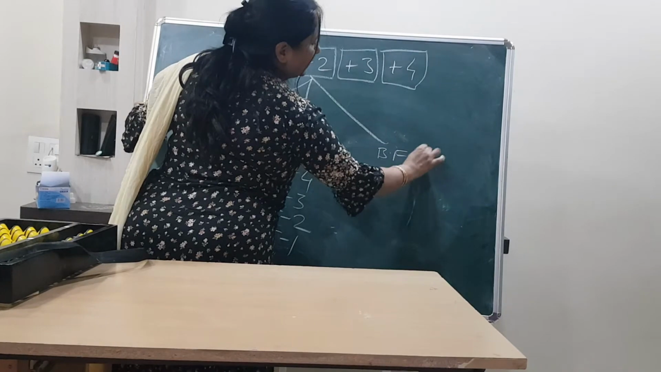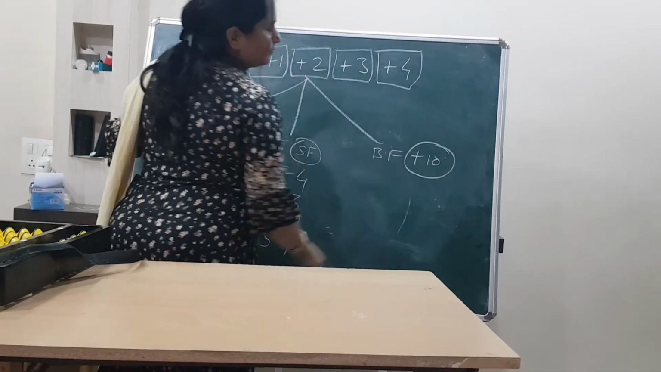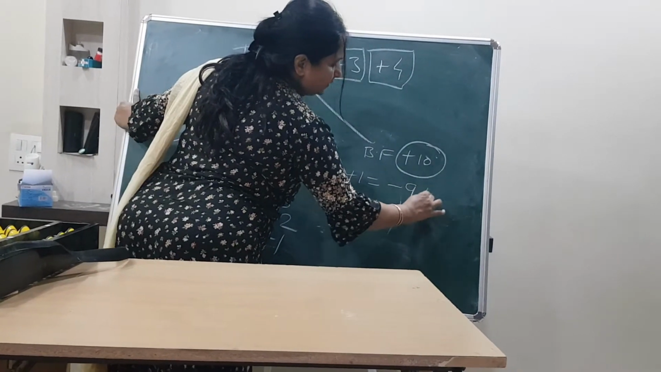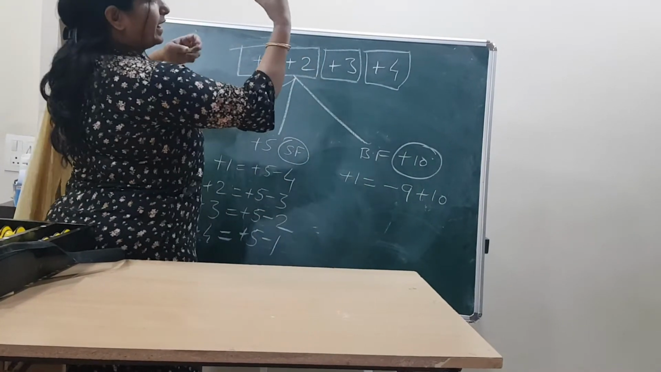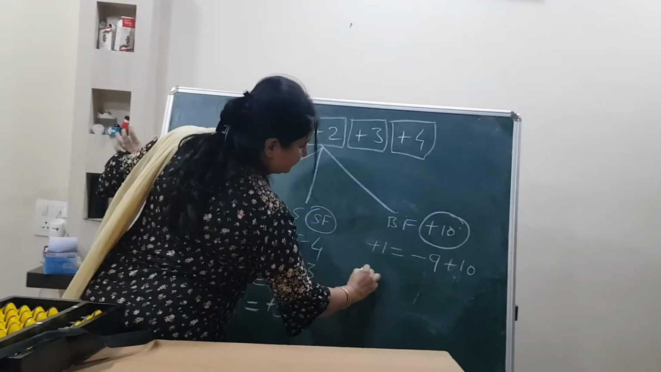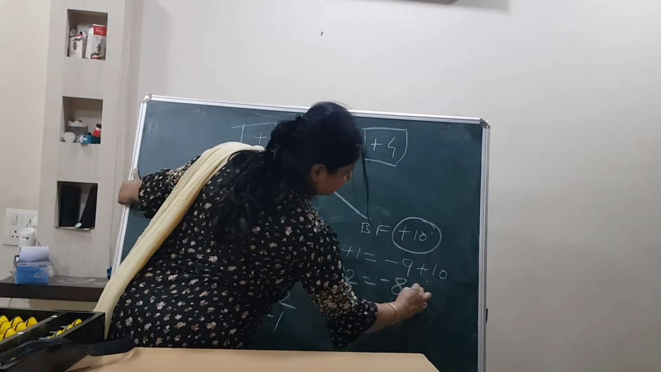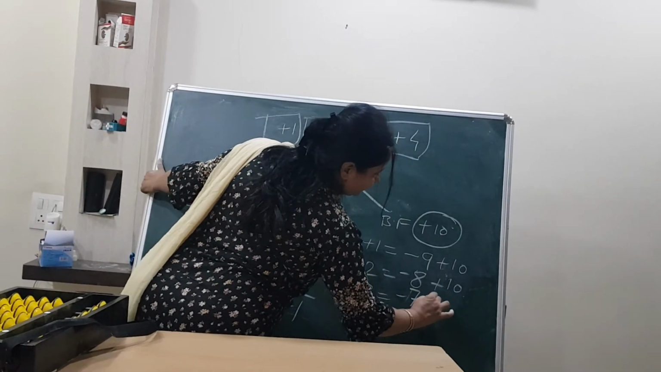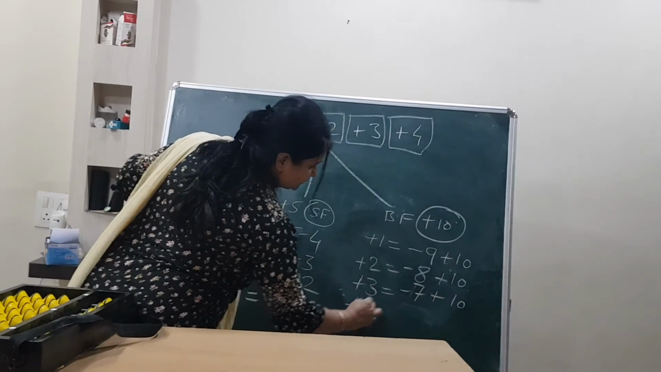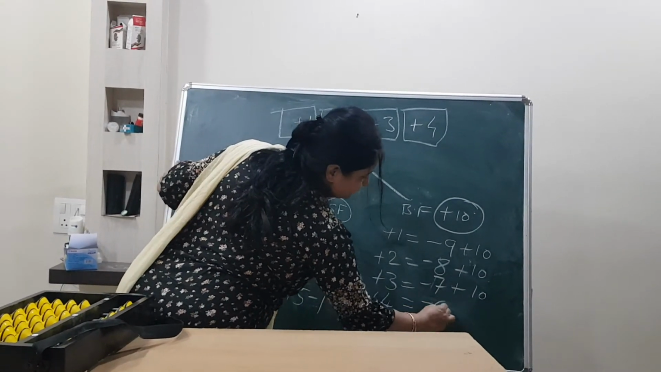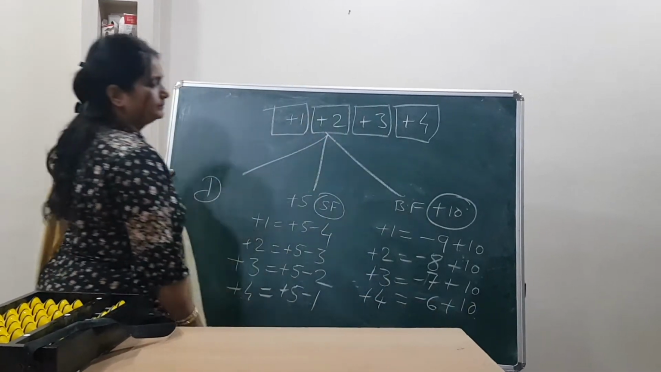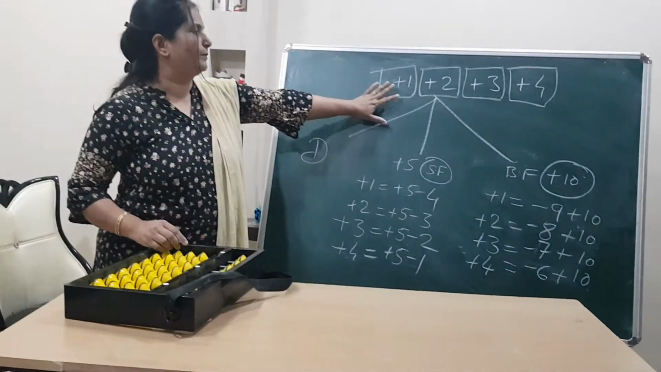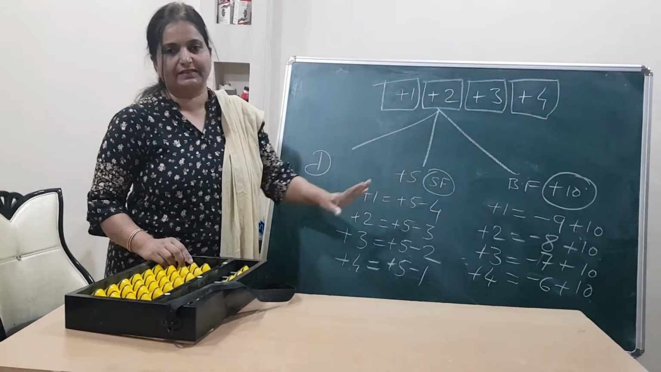formula. Big formula is also called plus 10 because everywhere you are giving plus 10. Plus 1 is equal to minus 9 plus 10, plus 2 is equal to minus 8 plus 10, plus 3 is equal to minus 7 plus 10, plus 4 is equal to minus 6 plus 10. So small, big. Over. You are perfect with 1, 2, 3, 4 plus.